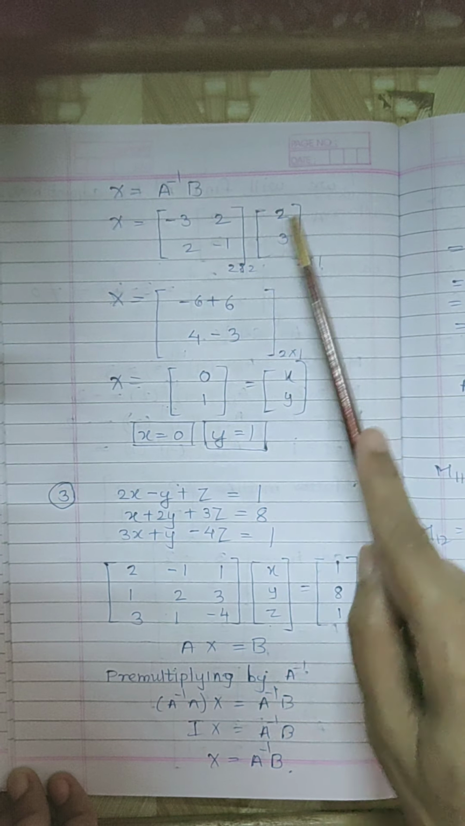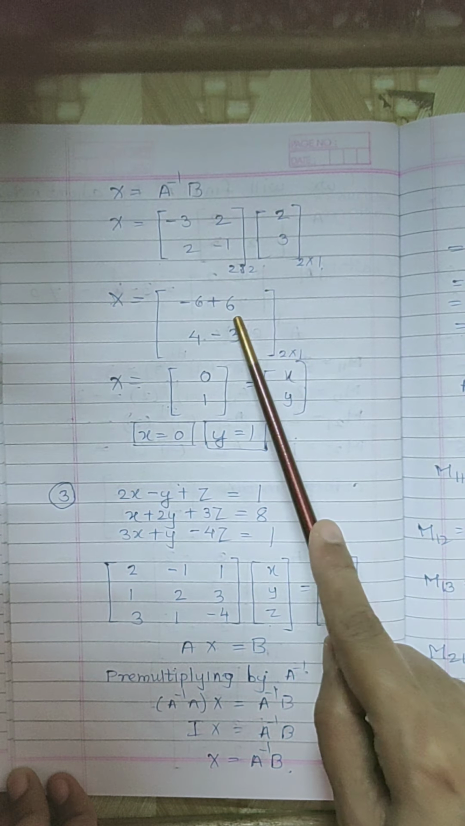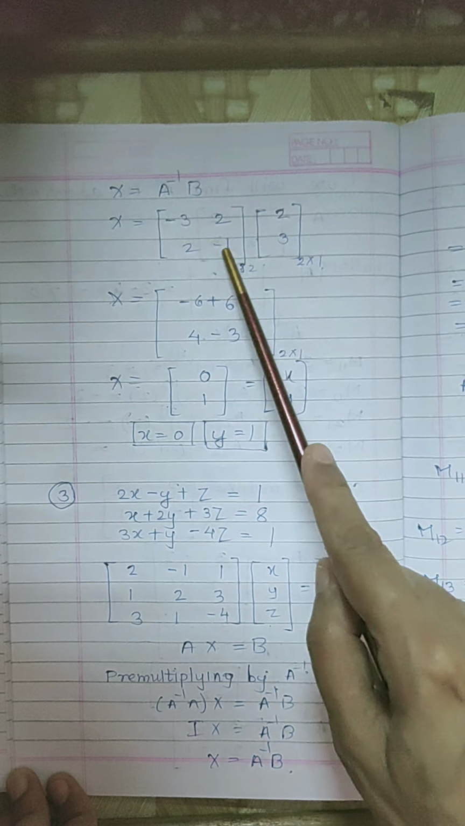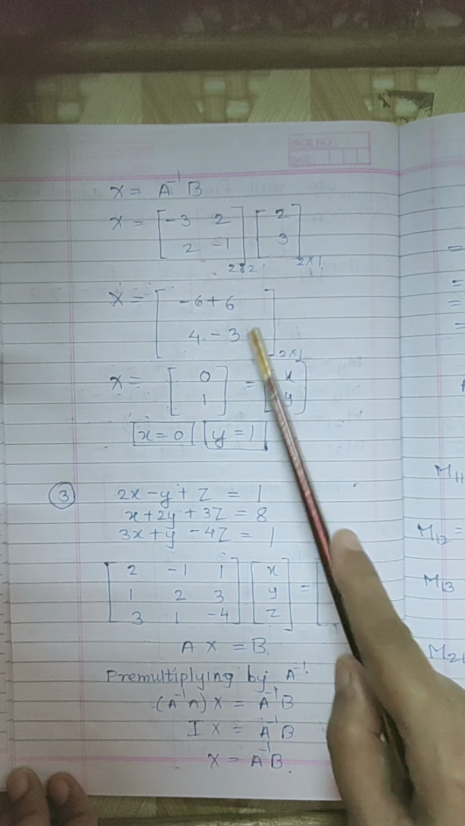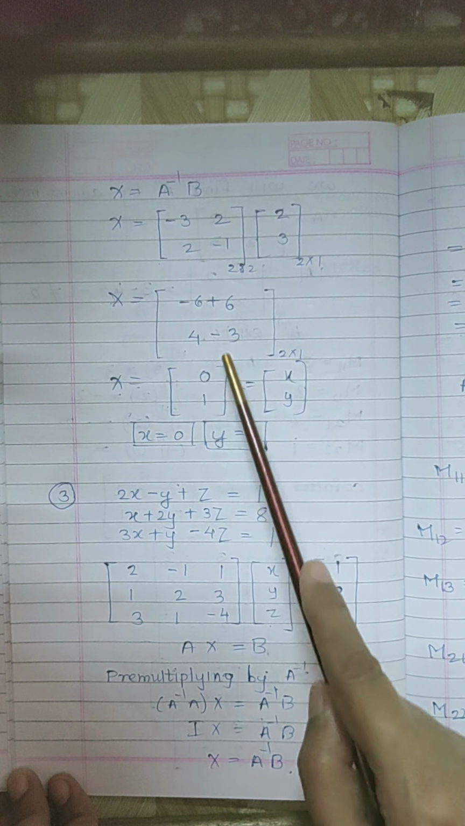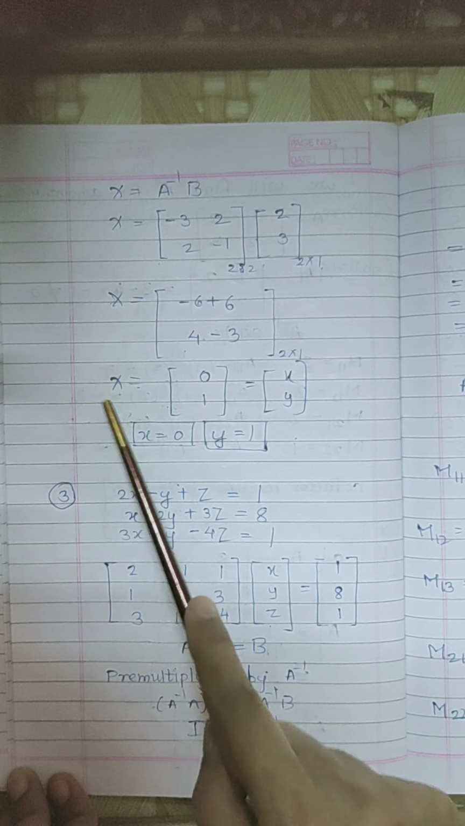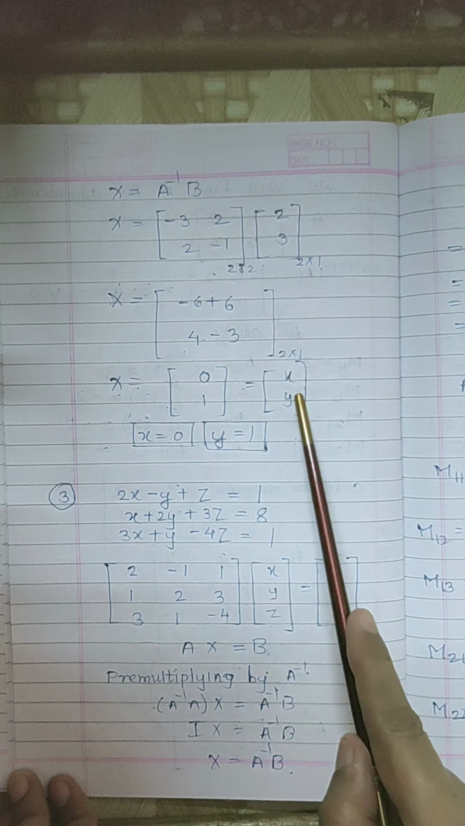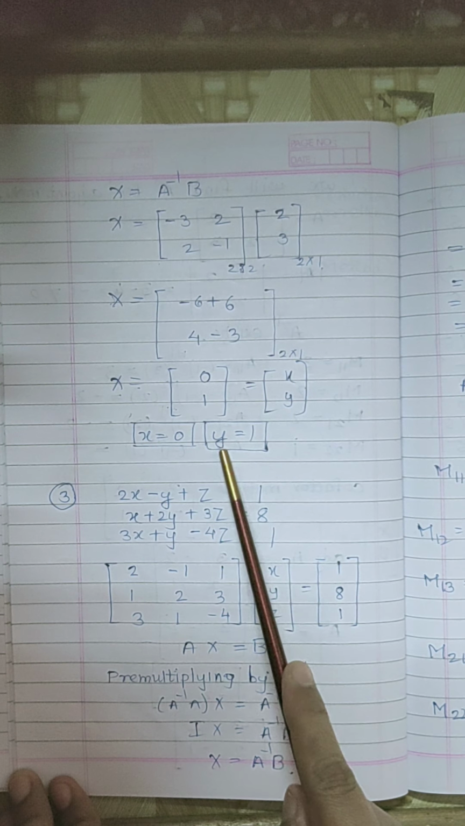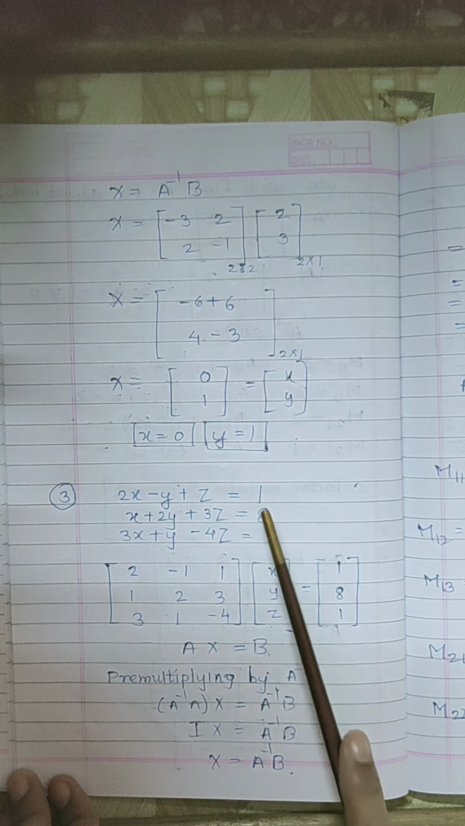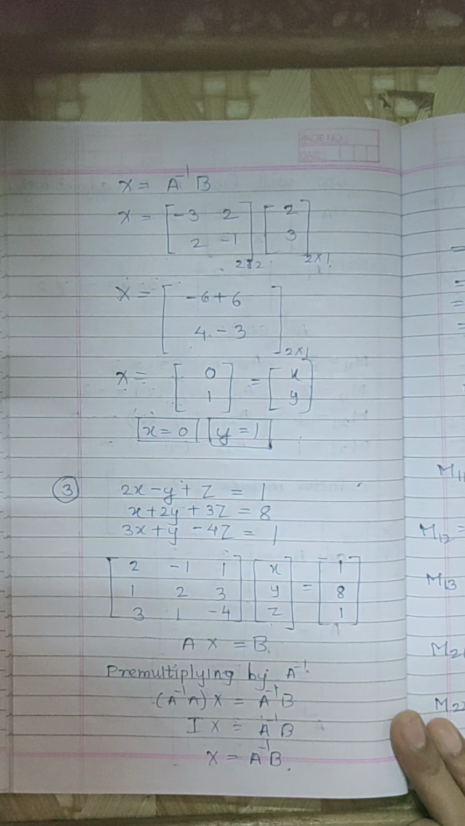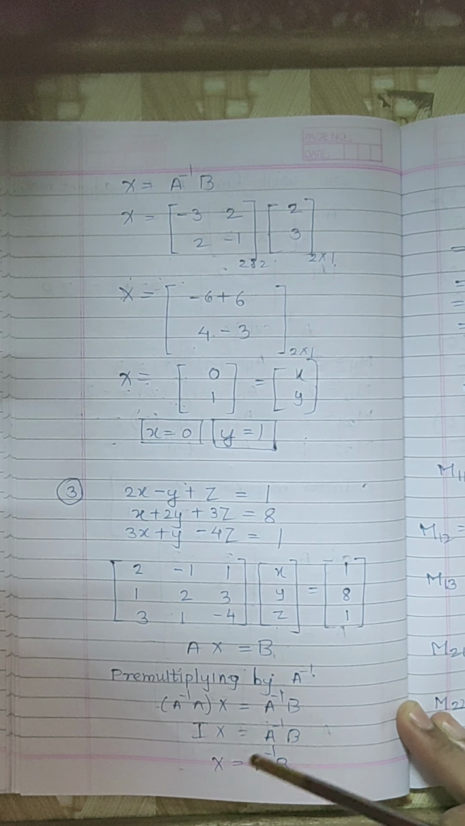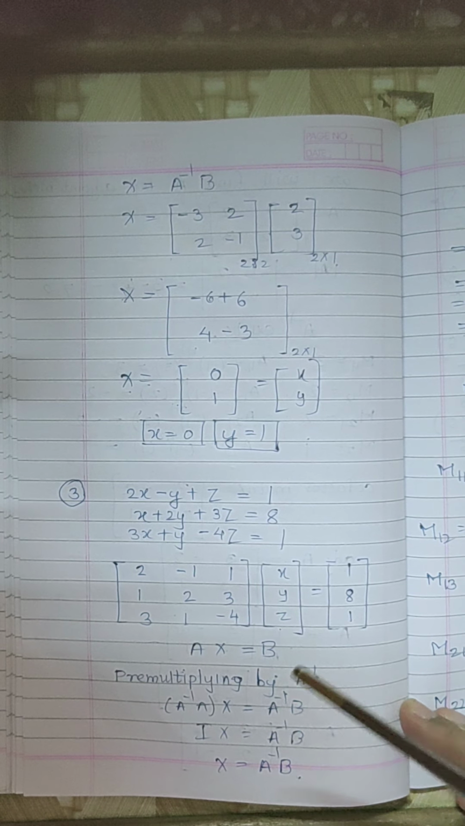So minus 3 into 2 is minus 6, 2 into 3 is 6. Now the second row: 2 into 2 is 4, minus 1 into 3 is minus 3. So minus 6 plus 6 is 0 and 4 minus 3 is 1. What is our x? Matrix x y. Therefore equate its value. So x is equal to 0 and y is equal to 1. If you want to verify, substitute in any one of the equations and see whether the equation is satisfied or not.